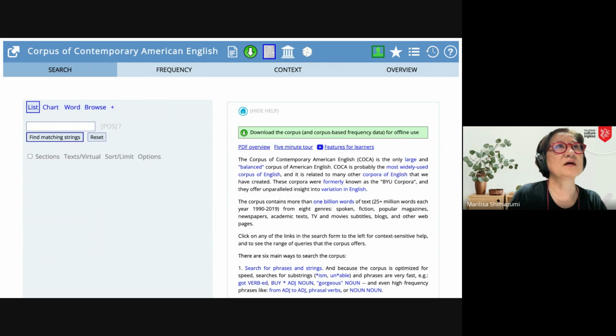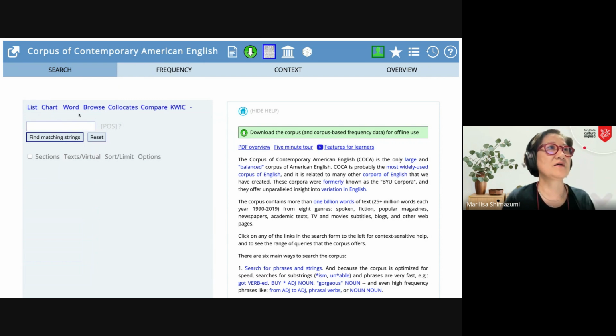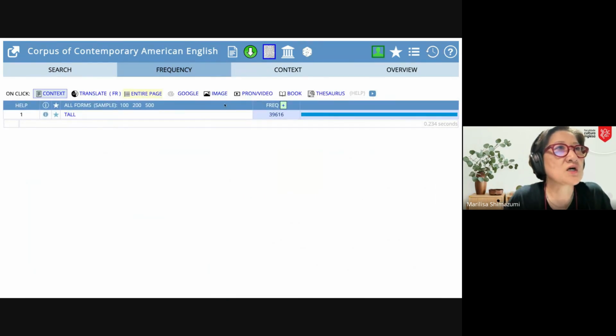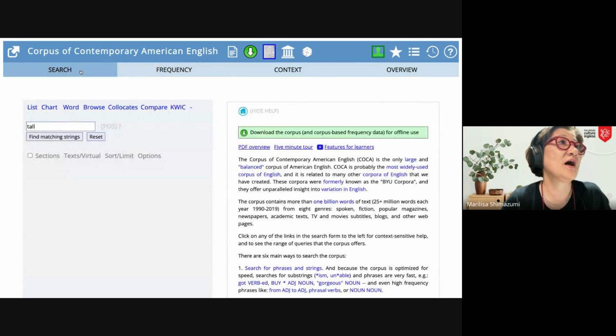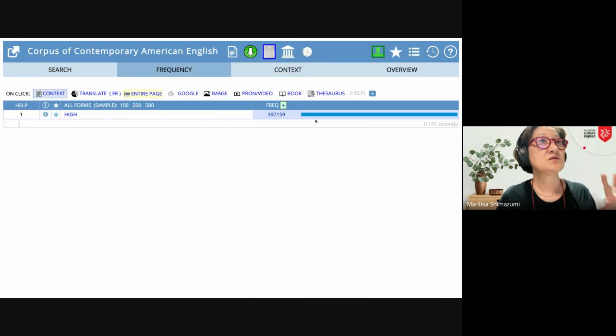I have to go to my site. You have here, I hope you can see it, some functions. If I type tall, it will give me, look, the occurrences 34,000, 39,000, so almost 40,000. I go back and I will type high and I want to check which one is more common, more frequent. Just for the beginning, okay?